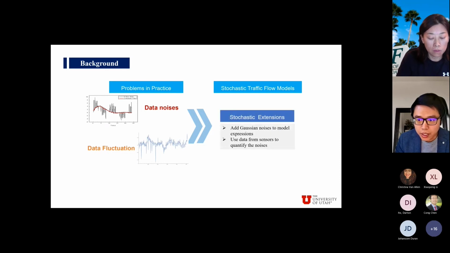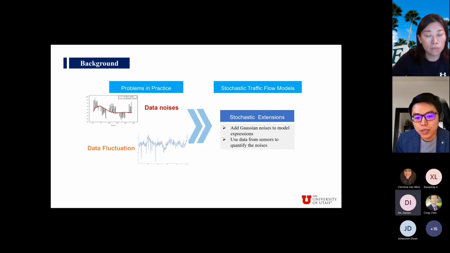That's why in more recent years, people started to look at stochastic traffic flow models. The first category is usually called the stochastic extension. In this category, they still rely on the original formulation of the traffic flow models, but they add a stochastic term to the model expressions. For example, they can add Gaussian noise to the model expression and assume the data noise follows a Gaussian distribution, or is a kind of white noise. Then they use sensor data to quantify the noise or its distribution. But we do see a lot of limitations of this type of approach. Even though it somewhat captures the data fluctuation in practice, since we still have a very strong assumption about the noise, this type of model still has a lot of limitations in practice.